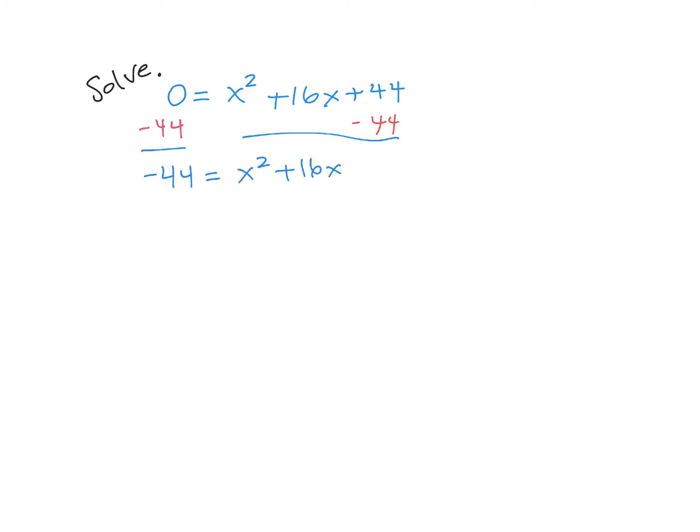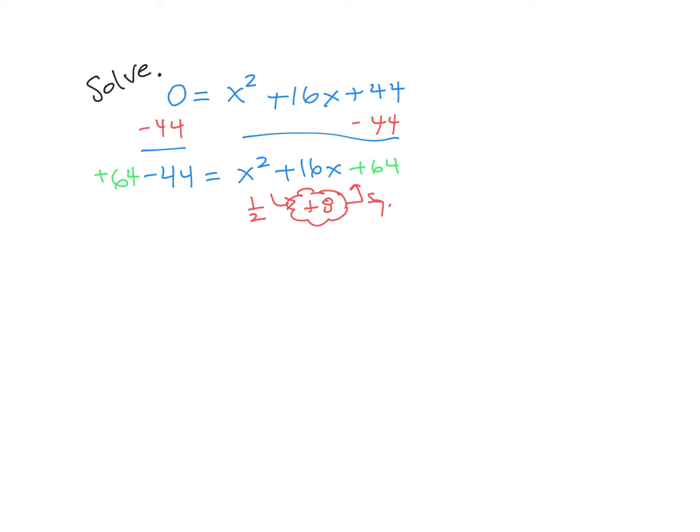Hopefully you got that the first step was just to move the constant to the other side. So now that we have the x squared and the x term together, we are going to work on the next step. What would be the value that you have to add to complete the square?